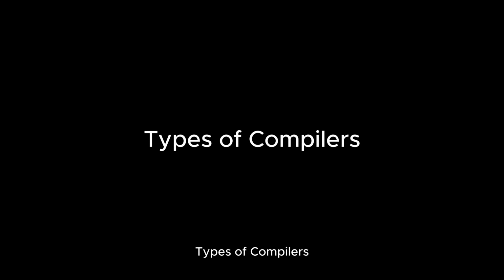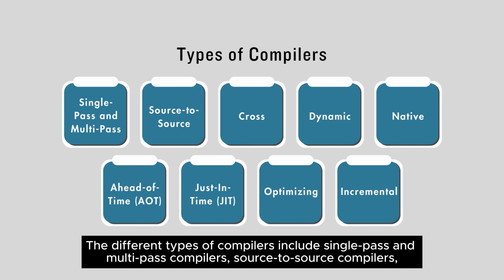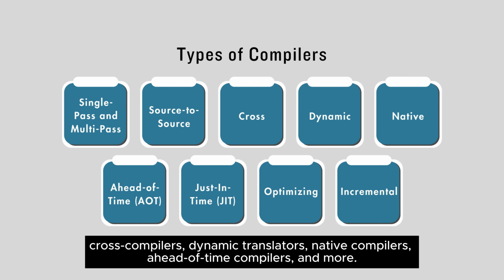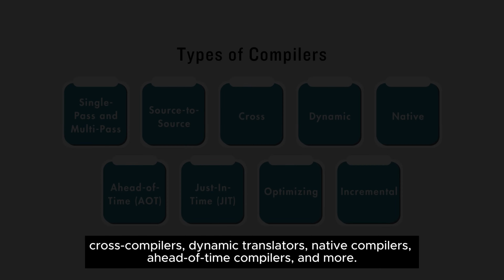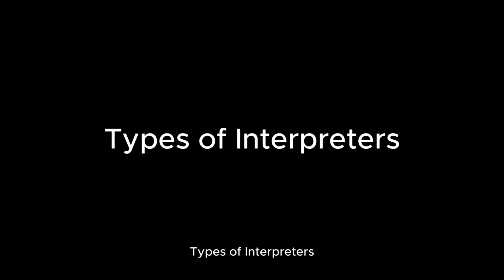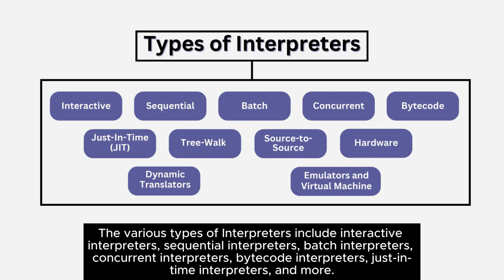Types of compilers. The different types of compilers include single-pass and multi-pass compilers, source-to-source compilers, cross-compilers, dynamic translators, native compilers, ahead-of-time compilers, and more. Types of interpreters. The various types of interpreters include interactive interpreters, sequential interpreters, batch interpreters, concurrent interpreters, bytecode interpreters, just-in-time interpreters, and more.